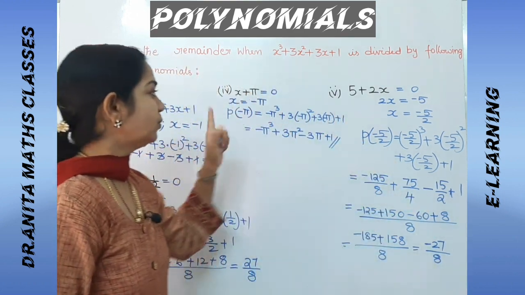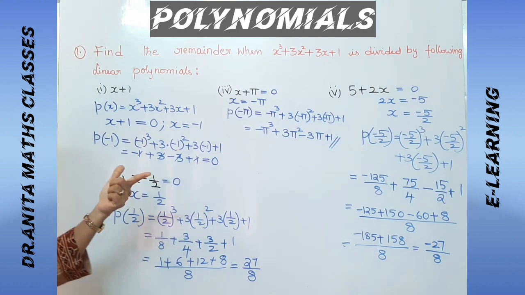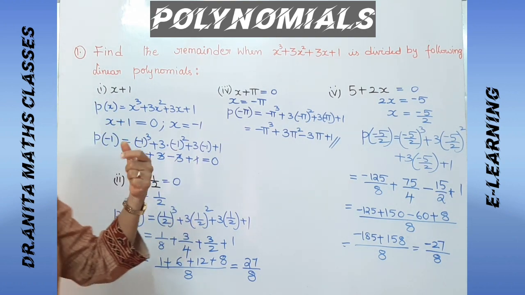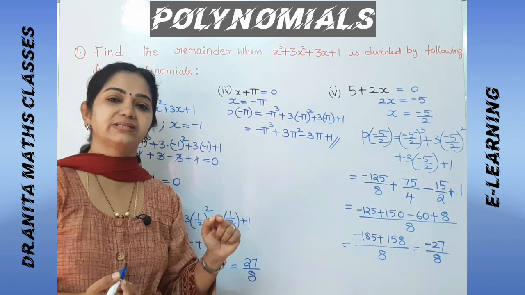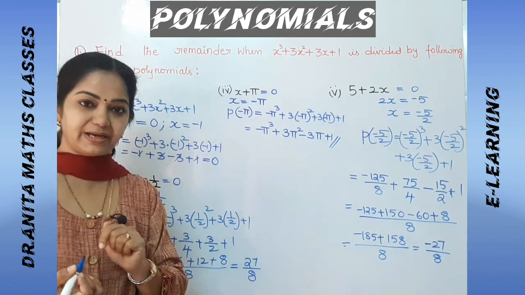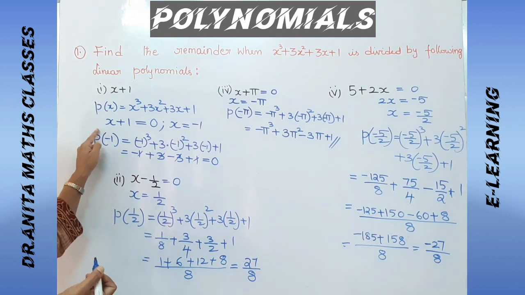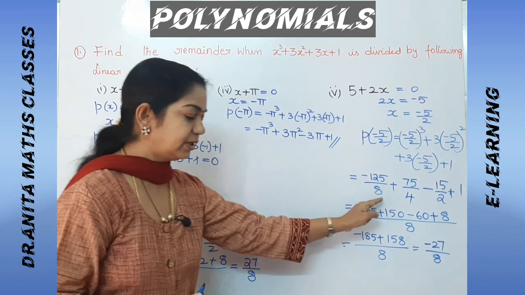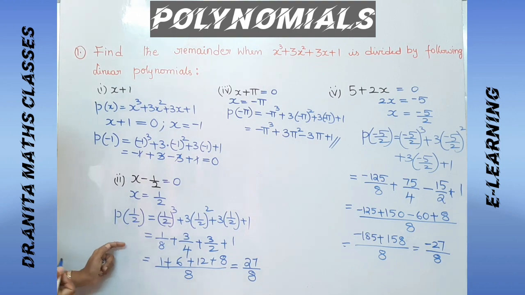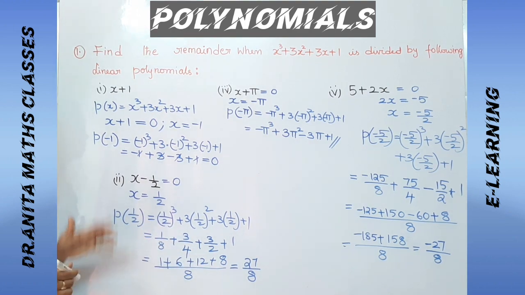Now here what I have done, we have used the remainder theorem. We have substituted because the remainder theorem tells that when p of x is divided by a linear polynomial x minus a, p of a is the remainder. So we have substituted p of a here. In all these steps we have substituted p of a and got the remainder. Please pause the video and note it down.